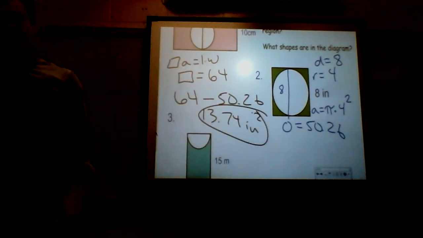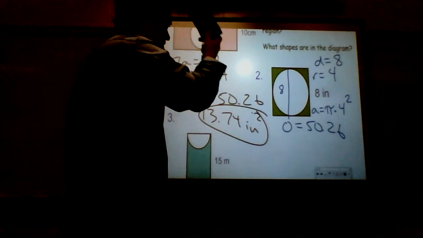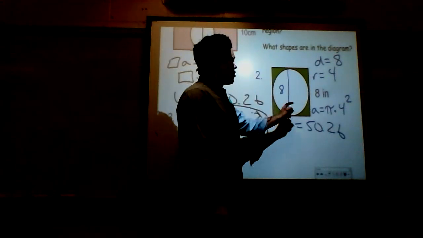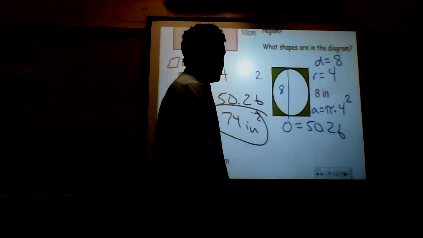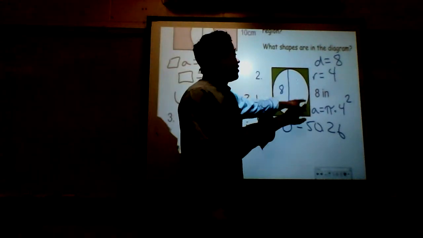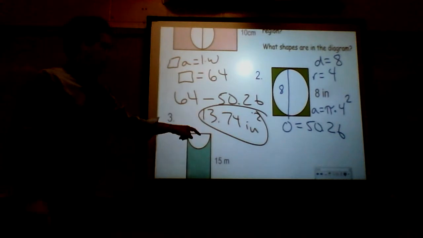And that makes sense. There's not that much of a shaded area here. So if the entire thing was shaded, it would be 64. I don't have very much shaded. 13 is a number that makes sense here.